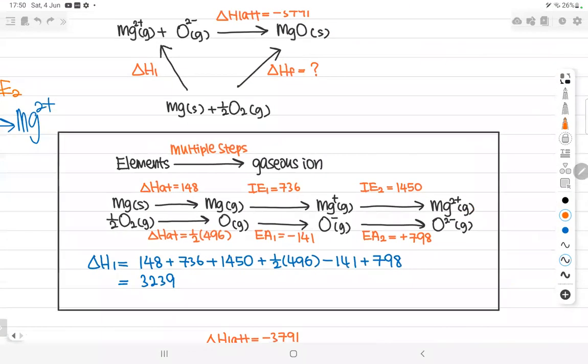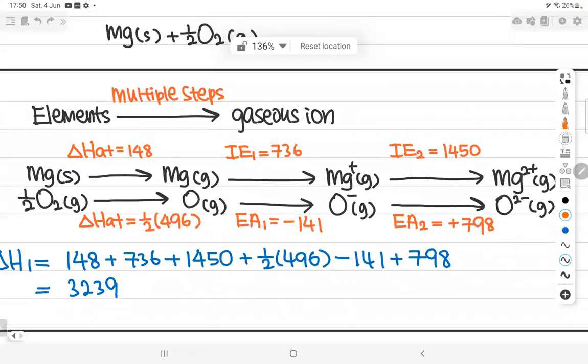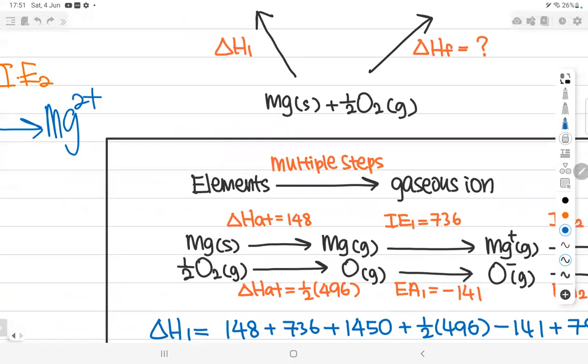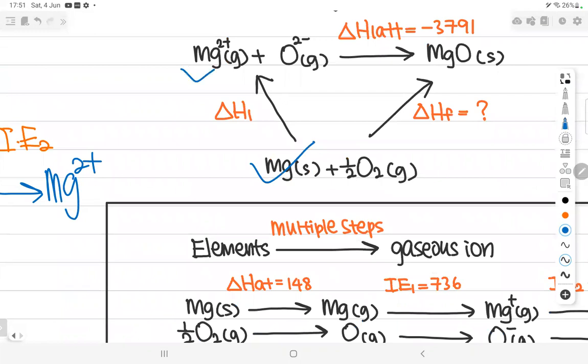So that's why you see here, everyone. The first ionization energy for magnesium is 736. Second ionization energy for magnesium is 1,450. These two values are not given. I get them myself from the data booklet. Okay, so now I am done with magnesium already.